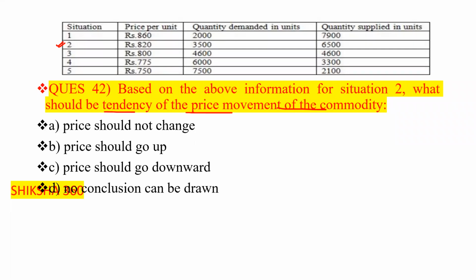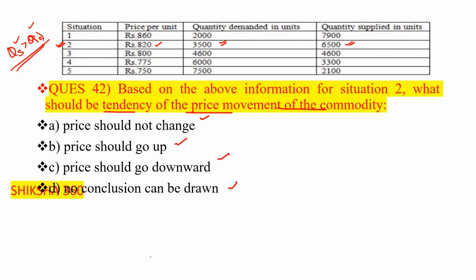So let's understand what this situation says. The price is rupees 820, quantity demanded is 3500 and quantity supplied is 6500. So we can say that there is more quantity supplied than quantity demanded, which means there is less demand in the market. So now what will happen? Price should not change, price should go up, price should go downward, or no conclusion can be drawn.